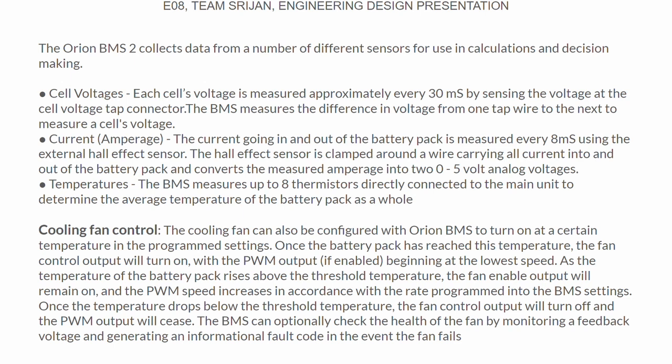The Orion BMS can configure the cooling fan to activate at a set temperature using pulse width modulation to control speed. When the battery pack reaches this temperature, the fan turns on at the lowest PWM speed. As the temperature rises, the fan speed increases accordingly. If the temperature drops below the set threshold, the fan turns off. Additionally, the BMS monitors the fan's health and issues a fault code if needed.